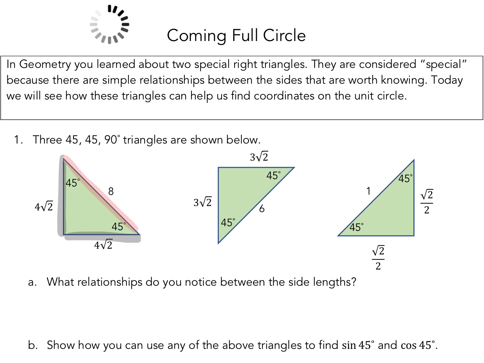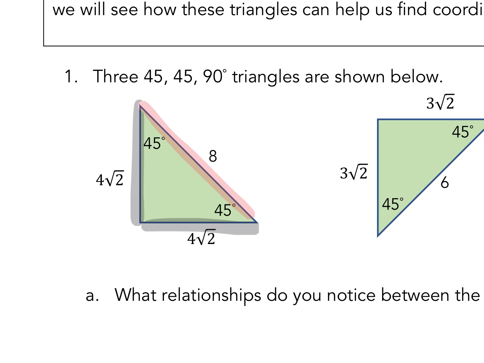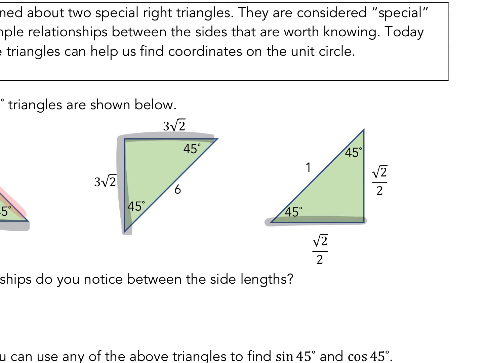All right, do we remember what the relationship is between the side lengths, like the ones that I highlighted there in black up there? Like, how are these 4 square root of 2 and 4 square root of 2 related? Or 3 square root of 2 and 3 square root of 2? Or square root of 2 over 2, square root of 2 over 2? Yeah, they're the same, right?